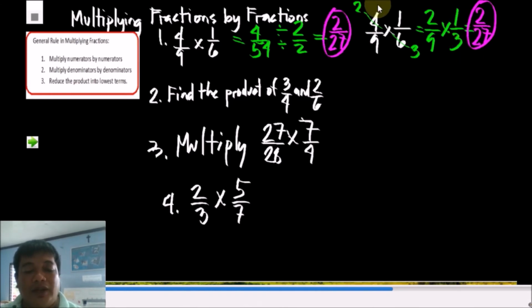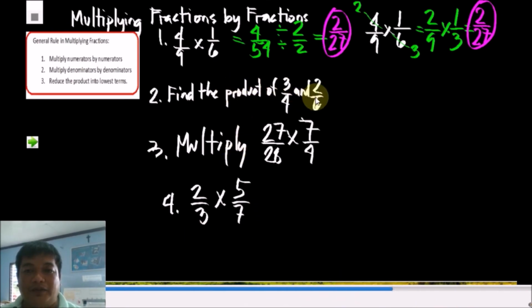Whether you cancel before you multiply or simplify the answer after you multiply, you will still get the same answer, like this one, 2/27. But if you cancel completely before you multiply, you will not have to simplify your answer. So if you do cancellation first in your factors, you will not need to divide by a GCF or simplify the fraction. Okay, let's proceed to number 2.